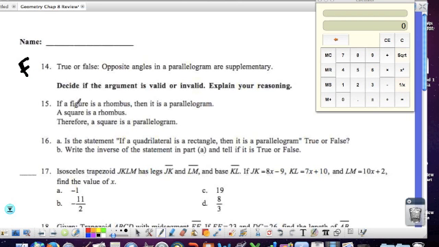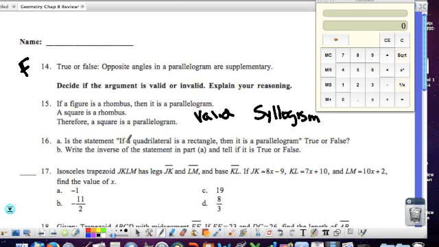Number 15. If a figure is a rhombus, then it is a parallelogram. A square is a rhombus. Therefore, a square is a parallelogram. That is valid. And that is the law of syllogism. I think on your test I took off testing whether it's the law of syllogism or the law of detachment, but I'm leaving it on the review because it's just a good review, but it's really not this chapter, it's really chapter 2, so I won't put it on the test.